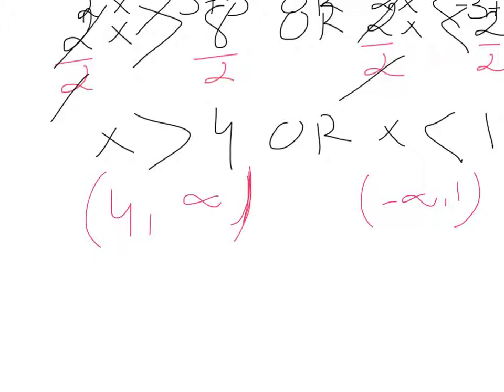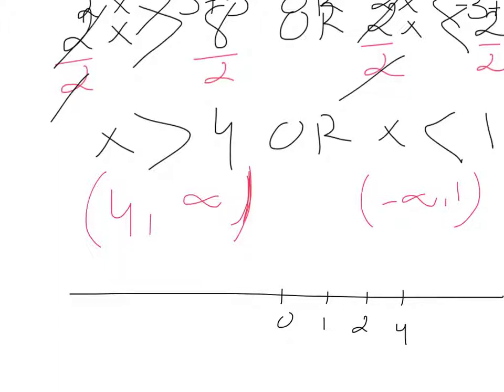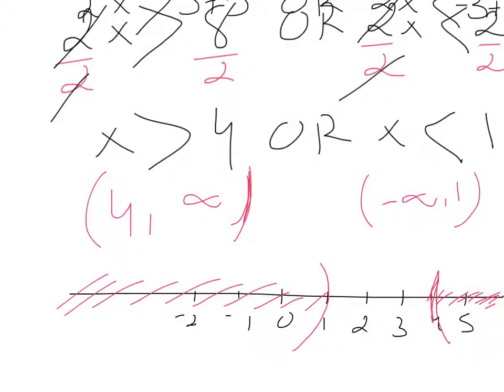Now let's graph the solution set here. So here we have 0, 1, 2, 3. I'm sorry, that's 3, not 4. That's 3, and that's 4. That's 5. This is -1. This is -2. Now here we have from 4 all the way to positive infinity. And we have less than 1, from 1 all the way to negative infinity.